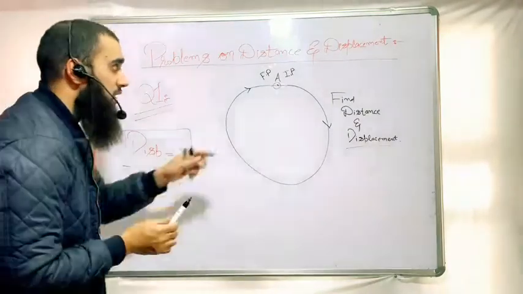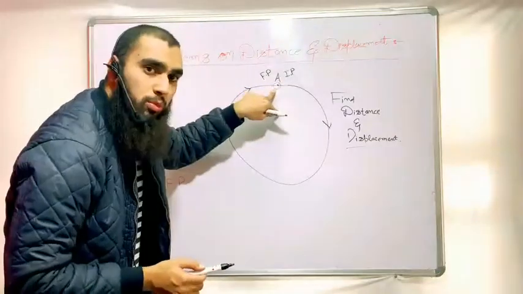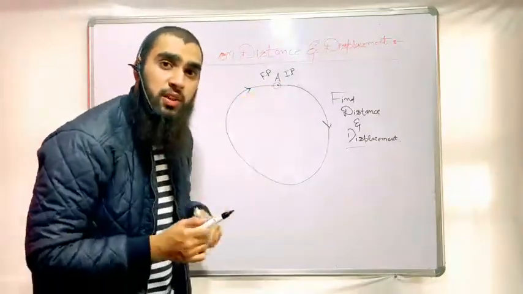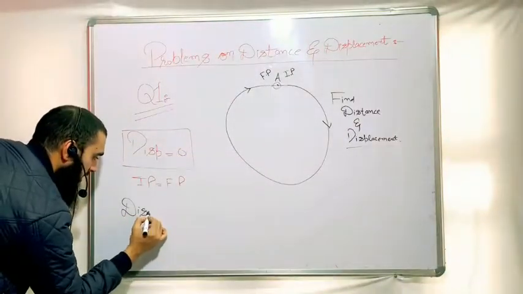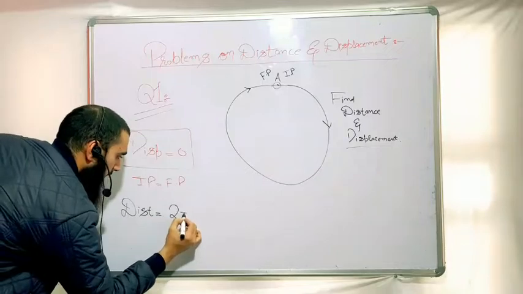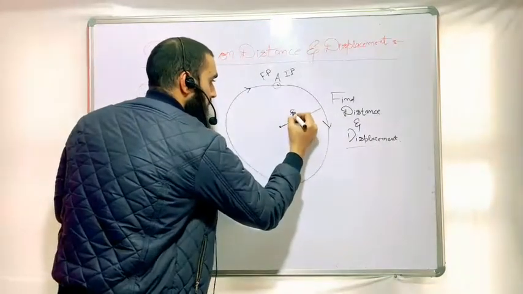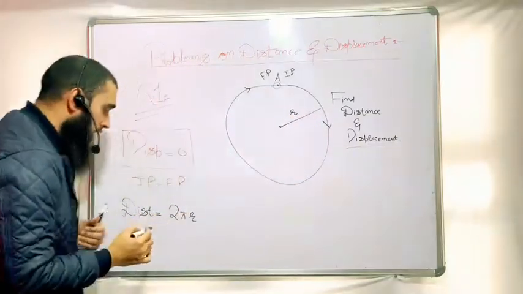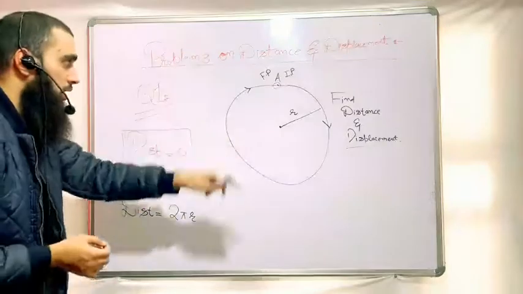Now coming to the distance, the body is starting from the point A, covering a circular distance and coming back to the point A. That means it's covering the circumference of the circle. So the distance will be equal to 2 pi r, provided this circle has a radius of r. So distance will be simply 2 pi r and the displacement will be 0. Note it down fast.